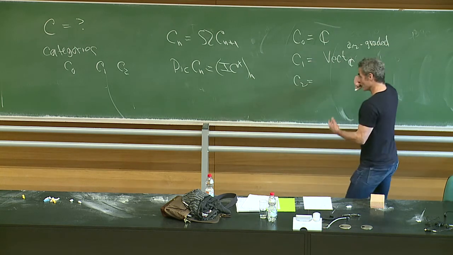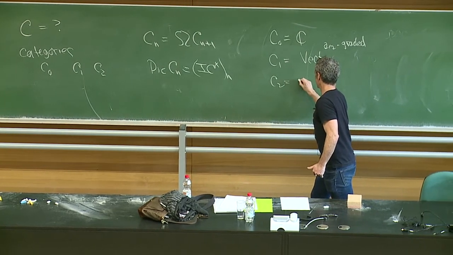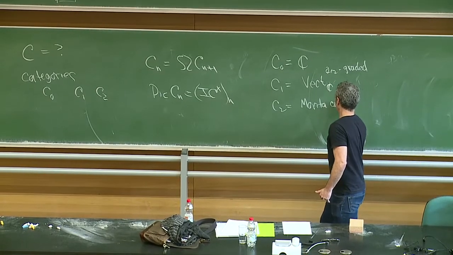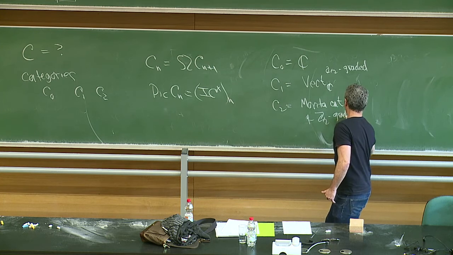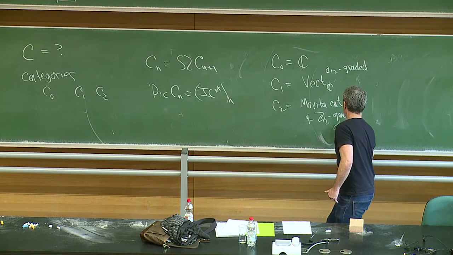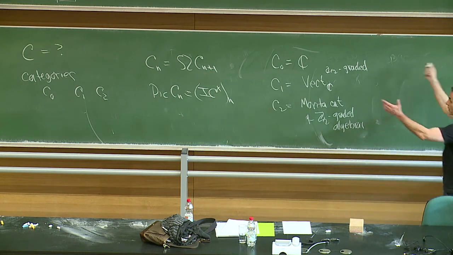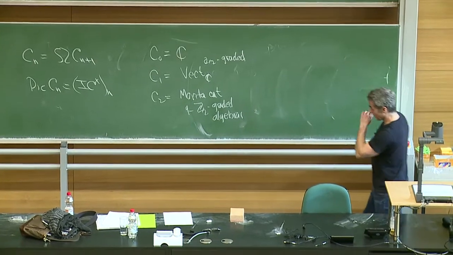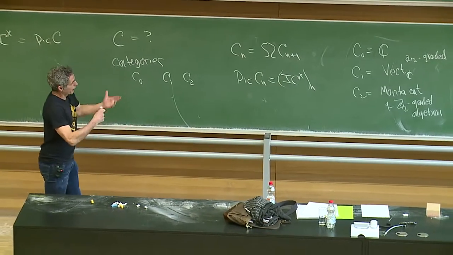C2, we also have a good model of. This is Z2 graded, it's the Morita category of Z2 graded algebras. And beyond that, no one really knows what the CNs are. So I'm really about to wrap this up. So this is a major problem.